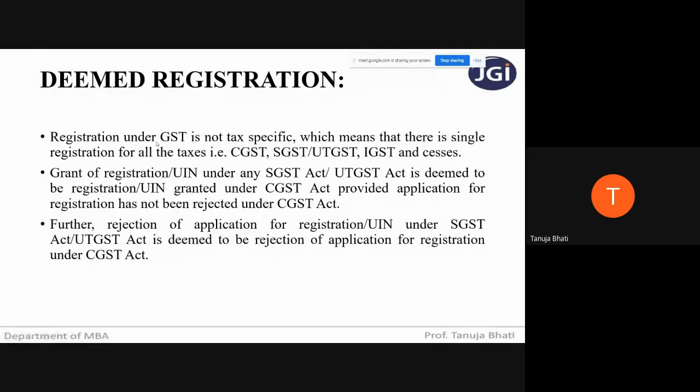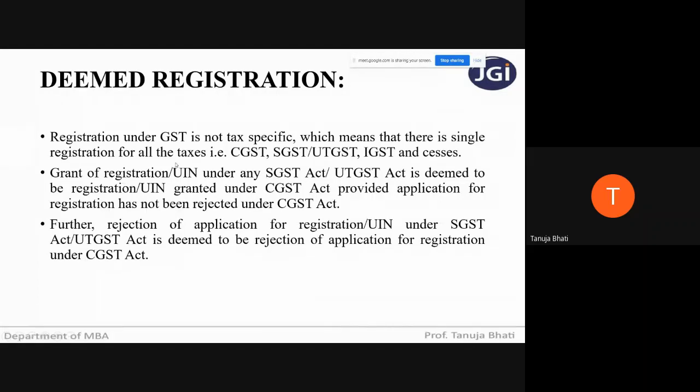What is deemed registration? Registration under GST is not tax specific, which means that there is a single registration for all the taxes: IGST, CGST, UTGST, SGST, and cesses. Grant of registration or UIN under any CGST, UTGST or SGST Act is deemed to be registration or UIN under this CGST Act, provided the application for registration has not been rejected under the CGST Act. Further, rejection of application for registration or UIN under the SGST Act or UTGST Act is deemed to be rejection of application for registration under the CGST Act. Now, let me explain this very simply.